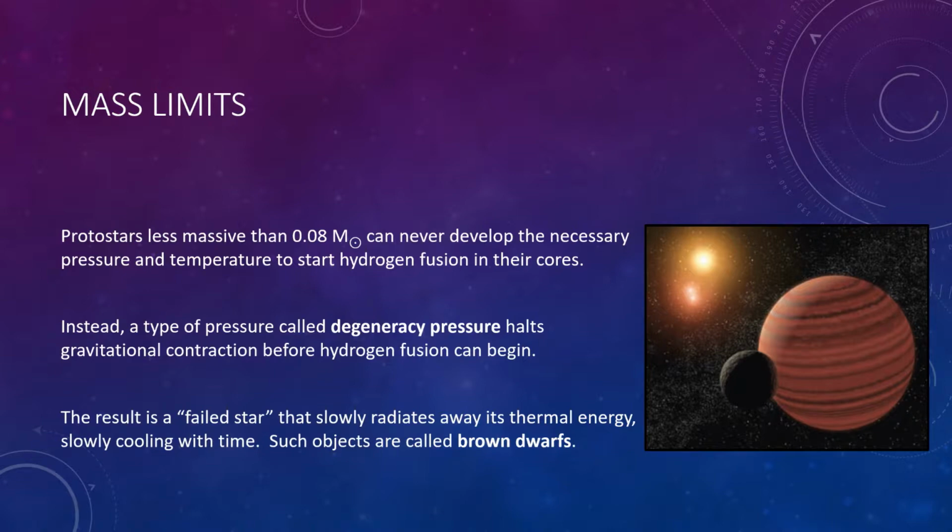Brown dwarfs are far dimmer than normal stars and therefore are extremely difficult to detect, even if they are quite nearby. So basically, they're so small that they never get enough internal temperature or pressure to cause fusion, so they never ignite and form a star. There's this new type of pressure that we are learning about called degeneracy pressure. You'll hear a lot more about this when we talk about the deaths of stars. But it's a certain pressure that stops the contraction, so it never gets dense enough to start fusion. So you get a failed star known as a brown dwarf.